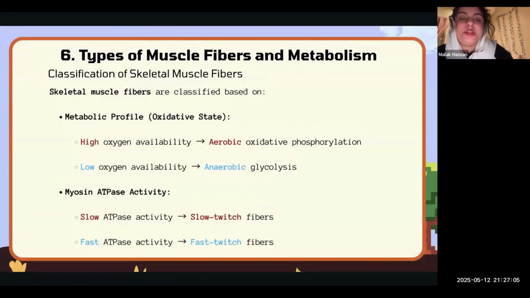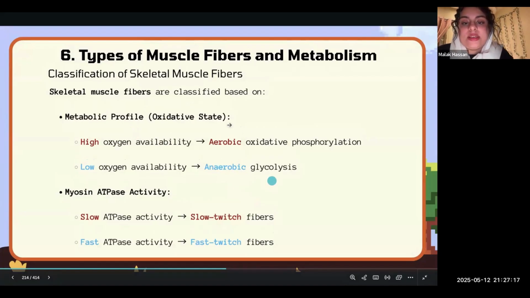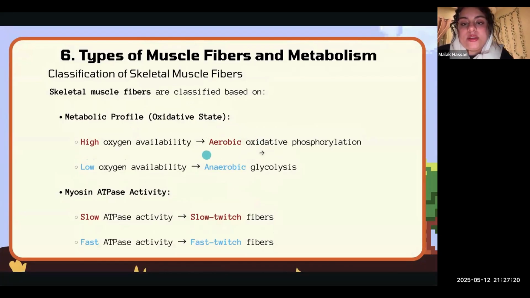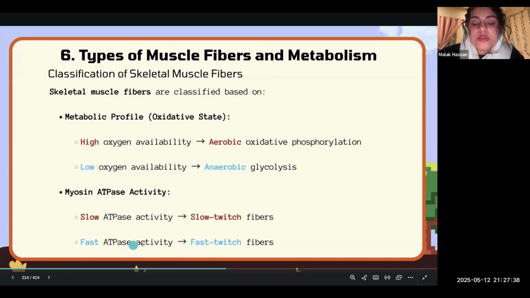Now let's classify muscle fibers. Muscle fibers are classified based on two things: the oxidative state, or the metabolic profile, and the myosin ATPase activity. If there is high oxygen availability, the fiber will be able to do aerobic oxidative phosphorylation. If there's low oxygen available, then it will go with anaerobic glycolysis. For myosin ATPase activity, if it's slow, it will be slow twitch fibers. If it's fast ATPase activity, meaning it breaks down ATP fast, then it will be fast twitch fibers.